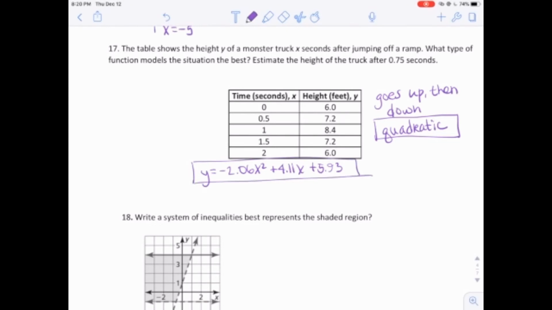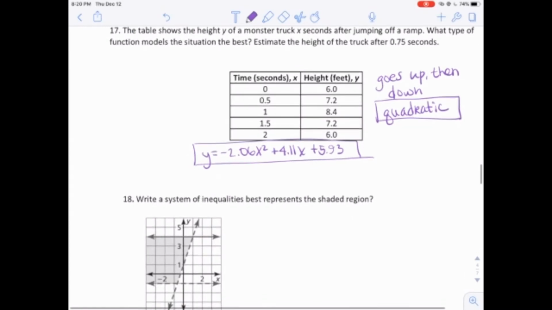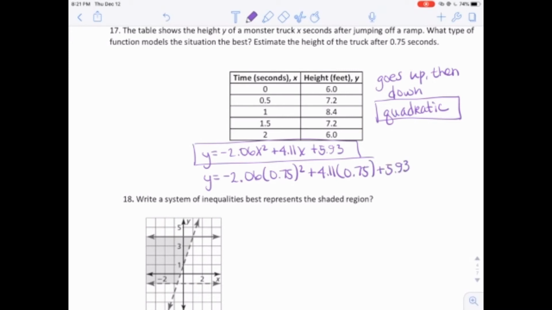We already came up with our y value being 7.86 feet, but let me show you the algebra way to do that. All you do is plug in 0.75 everywhere that you see x. So we're substituting for x with 0.75. So the first time it's squared, and then the second time it's just 4.11 times 0.75, and then we still have that c value, that 5.93. Put this whole thing into your calculator just like you see it with the parentheses and everything, and you will also get 7.86 feet. So either way, Desmos or calculator will get you that answer.